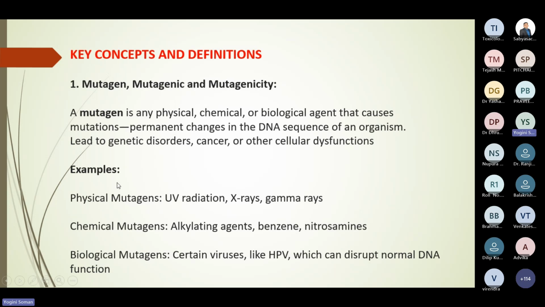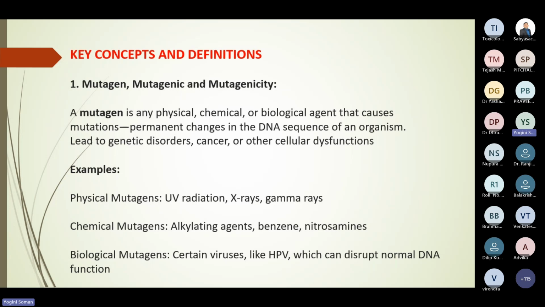Now I am going to cover the key concepts and definitions in genetic toxicology. The first part is what is a mutagen, what is mutagenic, and what is mutagenicity. A mutagen is a physical, chemical, or biological agent that causes mutation. It causes permanent changes in the DNA sequence of an organism, which leads to genetic disorders, or maybe cancer, or other cellular dysfunctions.